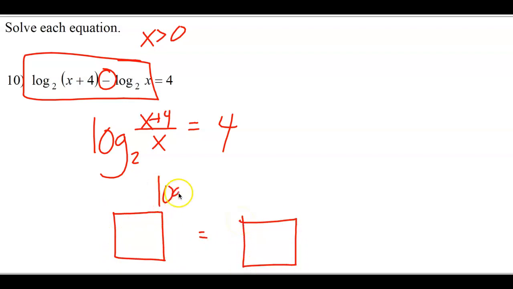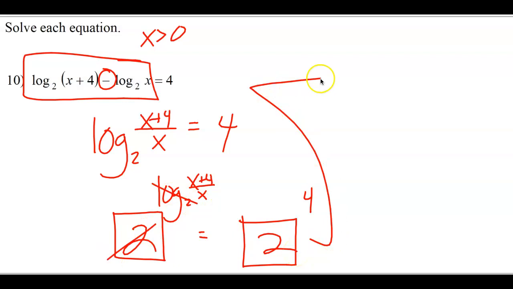So we have log base 2 of (x plus 4) over x, and 4 over here, and we're doing a base of 2. So these cancel out, and I'm left with (x plus 4) over x on the left side, and on the right side we have 2 to the 4th power, which is 16.